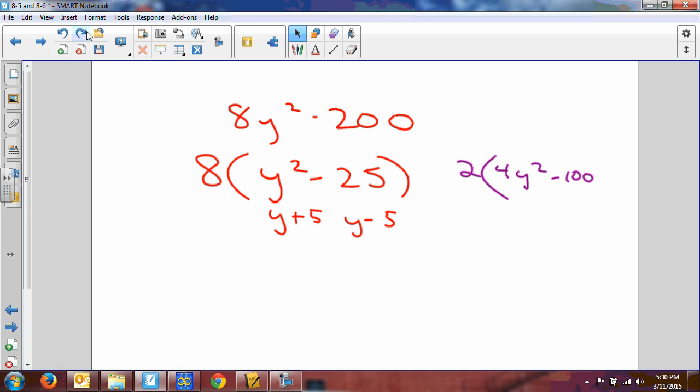Okay. This is one we kind of did earlier, and I showed you if you do this and you only pull out a 2, 2y plus 10, 2y minus 10, both of these have a common factor of 2. So you have to pull out 2 times y plus 5, 2 times y minus 5. This 2 and this 2 become 8, and my y plus 5, y minus 5 stays.